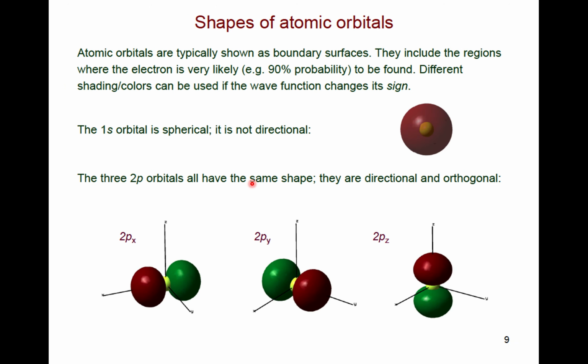All right, the shapes of some of our atomic orbitals. You're probably really used to seeing the 1s orbital. It's a totally spherical orbital. The three 2p orbitals have the same shape, but they point in different directions, and you'll need to know this. This is something else you'll need to commit to memory. The 2p, or any of the p's, px orbital is along the x-axis, the py orbital is along the y-axis, and the pz orbital is along the z-axis.